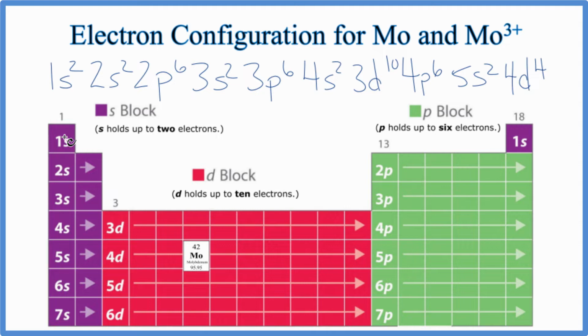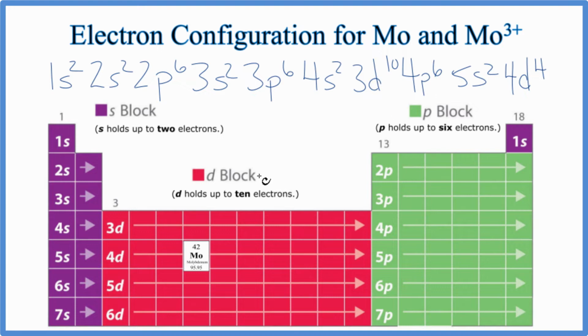I have 1s1, 1s2. Now that's full, so there's my 1s2. I go to 2s1, 2s2. Remember, s can hold up to 2. That's full. 2p1, 2, 3, 4, 5, 6. That's full, so I have 2p6, and so on. Eventually, I get down to the 4s1 and 2, which is full. Then I go to the 3d. D holds up to 10, so I have my 3d10 here.